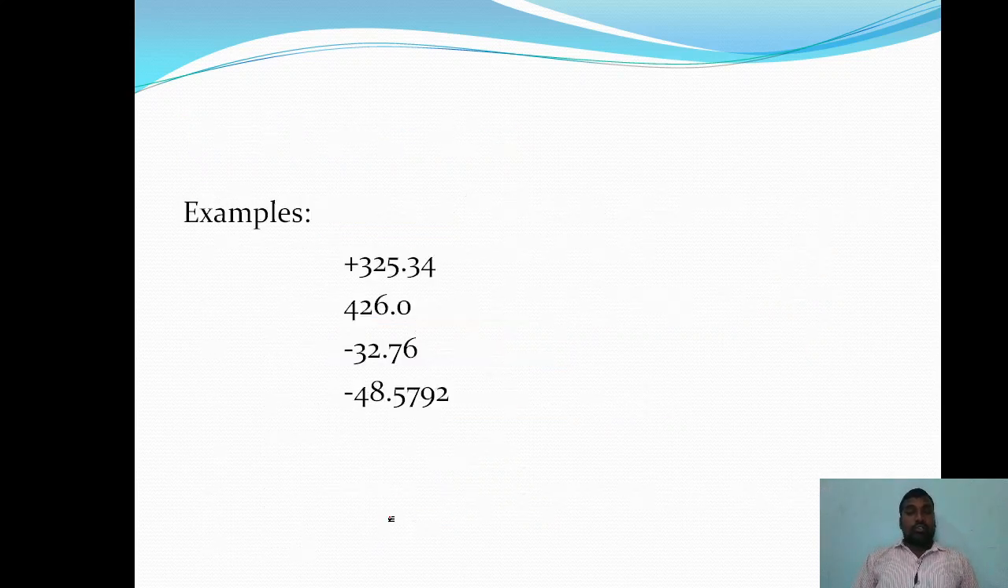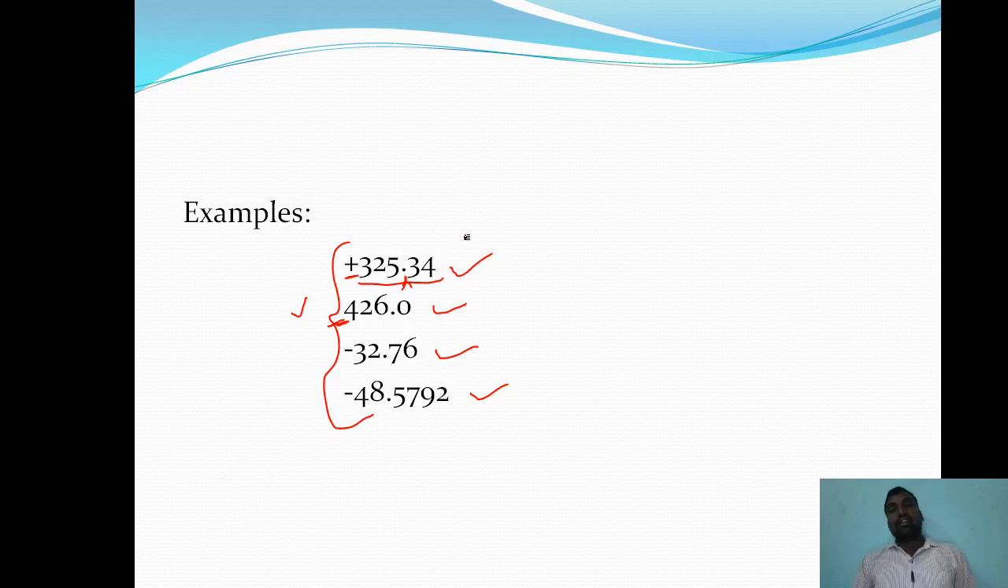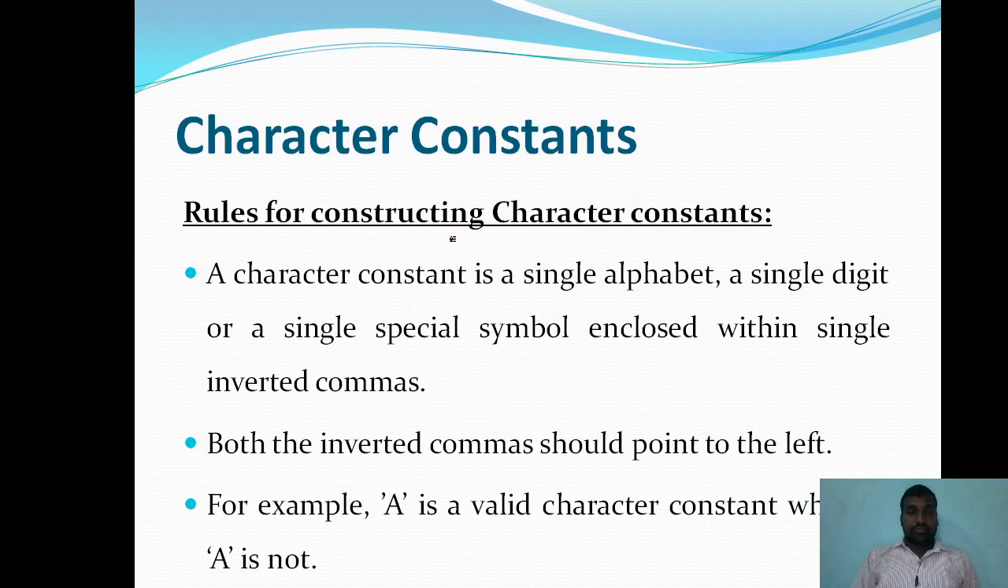And these are some examples of real type constants, okay. All are valid real type constants. Plus 325.34. So here the sign is displayed, and here no sign is displayed. If there is no sign, by default it is positive. And this constant must have at least one digit, right? So here there are many more than one digit, and we are using the dot operator, so we can say these are real constants.